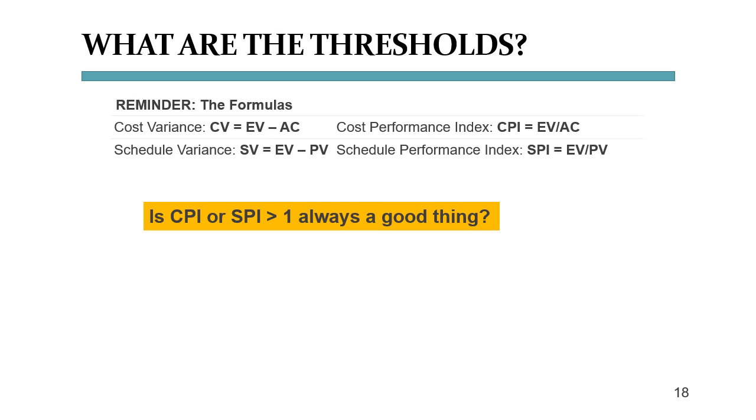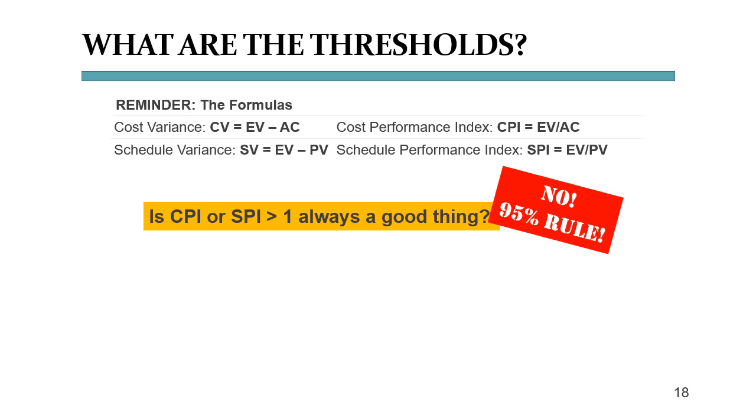So when are serious actions really needed? To remind ourselves, if a CPI is less than 1, we're over budget. If an SPI is less than 1, we're behind schedule. But what about the flip side? Should we maybe configure our project estimates such that our CPI and our SPI will always be greater than 1? The answer to that is a resounding no.